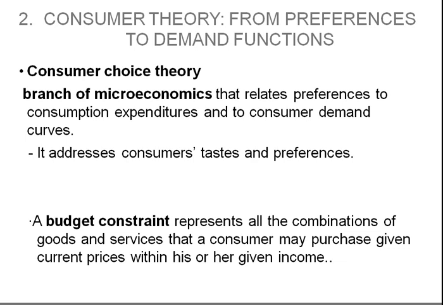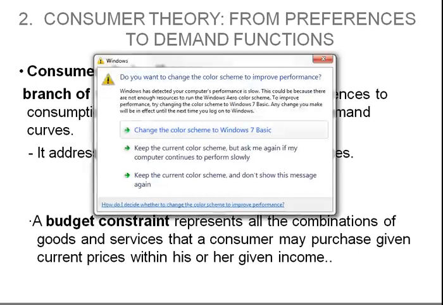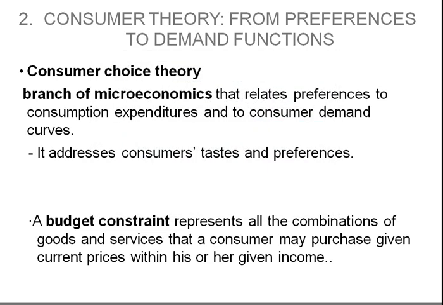Consumer theory: from preferences to demand function. Consumer choice theory is a branch of microeconomics that relates preferences to consumption expenditures and to the consumer demand curve. It addresses consumer tastes and preferences. It means when we are preferring one basket of goods over another, we see that this particular product has some higher utility than any other product.